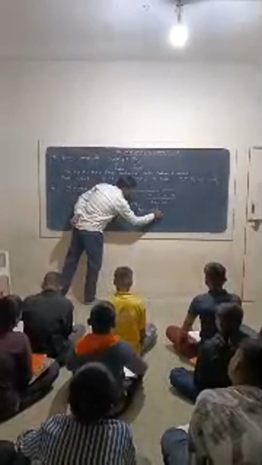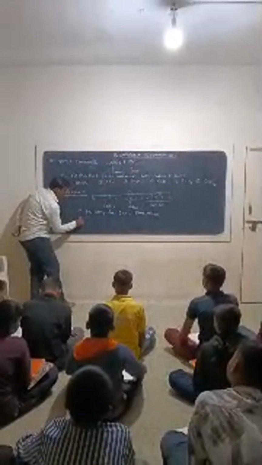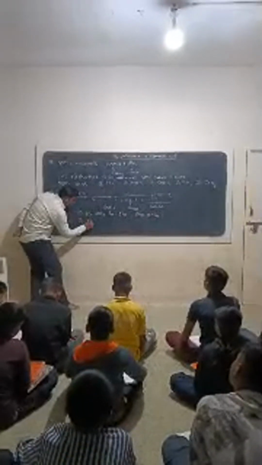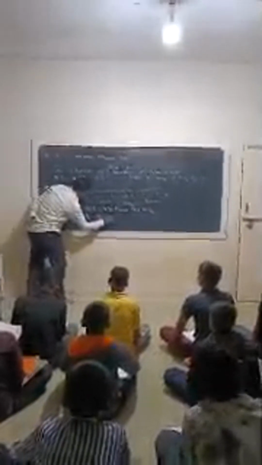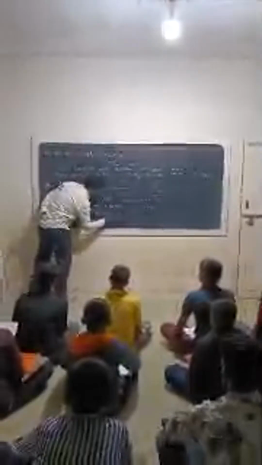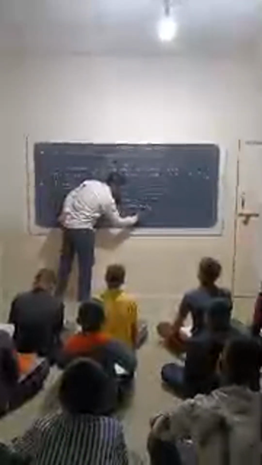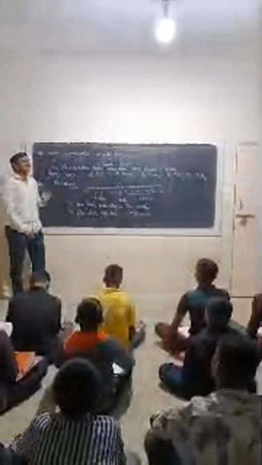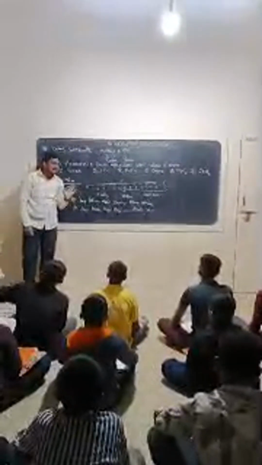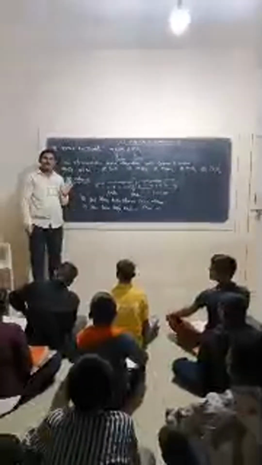The next question is the reverse, that is, blue litmus turns red. What is the nature of the solution? Acidic. The nature of the solution is acidic. Then, if there is no change in the color, the nature of the solution is neutral.